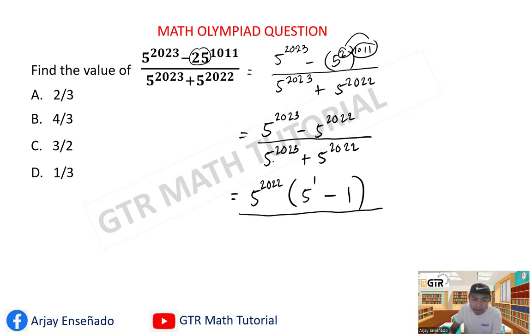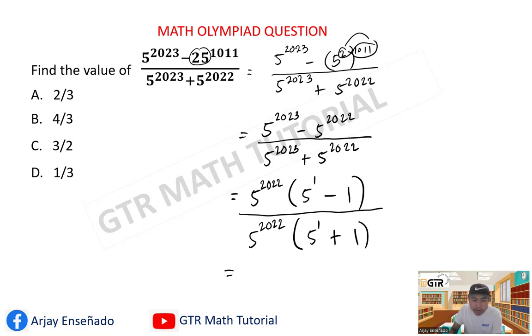We have the same base of 5, so we factor out the smaller exponent, again 5 raised to 2022. Subtract the exponents, 2023 minus 2022, so we have 5 raised to the first power plus, we factor all of this, so we have 1. If we multiply, we go back to this. So now let's simplify.